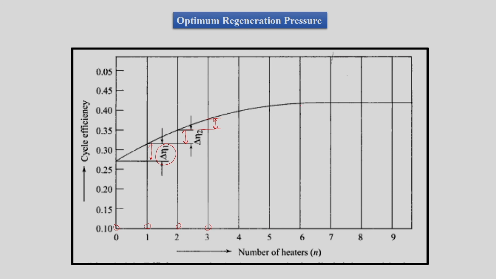Now if we are here at 6 and 7, then we can see that there is negligible change in the efficiency based on feed water heaters. So, it is logical that we should not implement too many feed water heaters. 5 to 6 feed water heaters are sufficient to get the change in efficiency. From there onwards we would not have much change in efficiency.